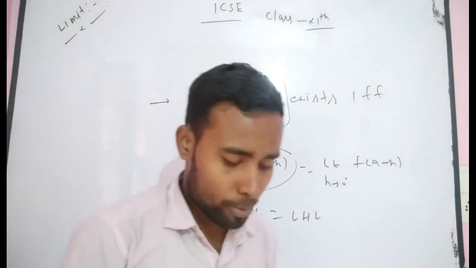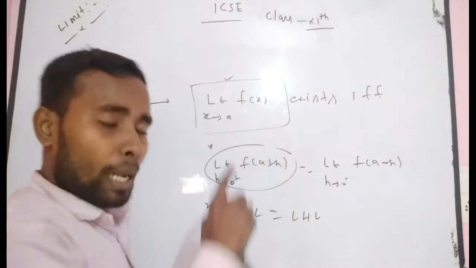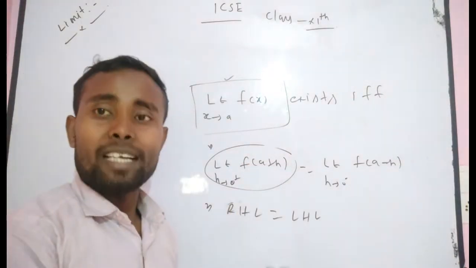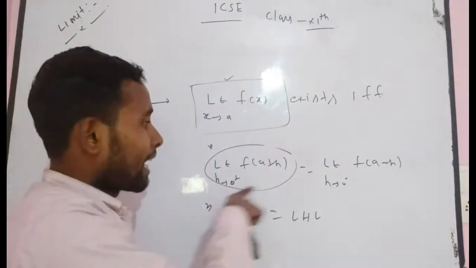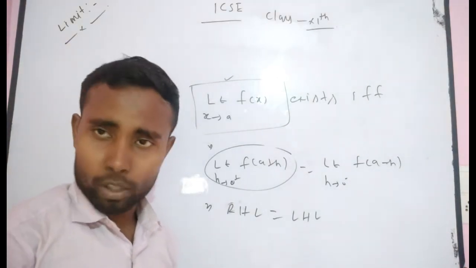Suppose that I want to give you a simple problem. So you have to remember this. If in any question they ask you to check the existence of limit, then check LHL and RHL. If LHL is equal to RHL, then you can say that the limit exists, otherwise it does not exist.